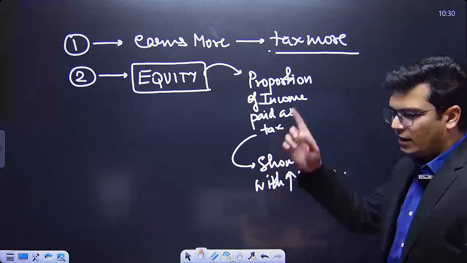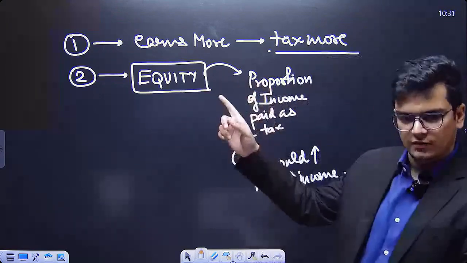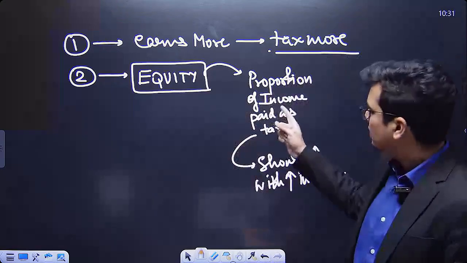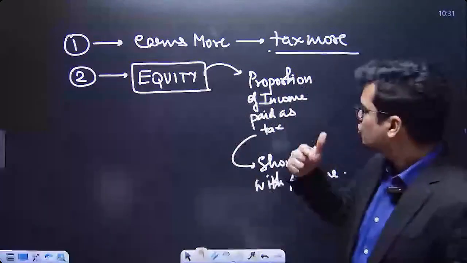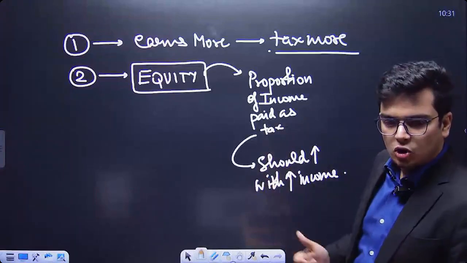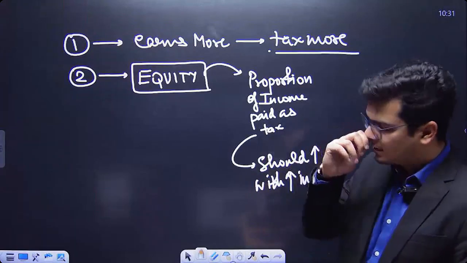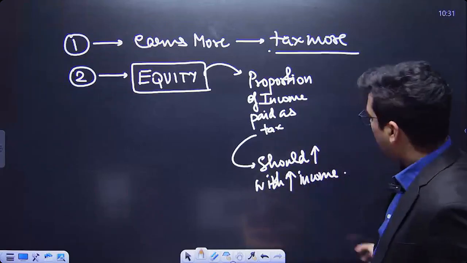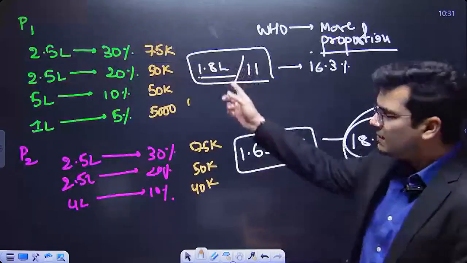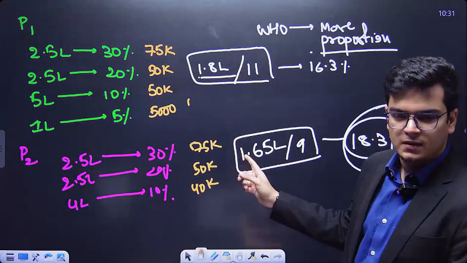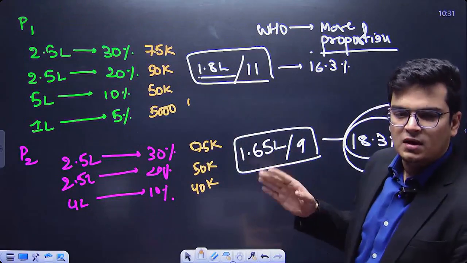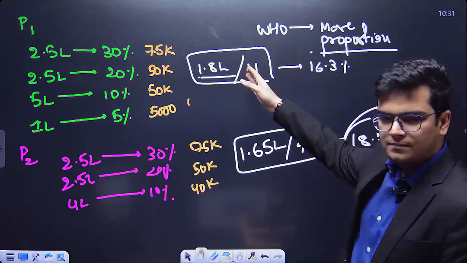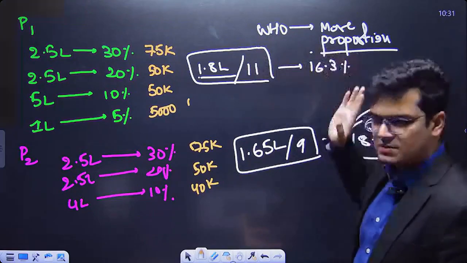If you have to achieve this purpose of equity in the distribution of wealth, your proportion of income paid as tax should increase as your income increases. So if for equity purposes, this is a very bad example for equity purposes. If you earn 9 lakh, you are paying 18% of your income as tax. If you earn 11 lakh, you are paying 16%.